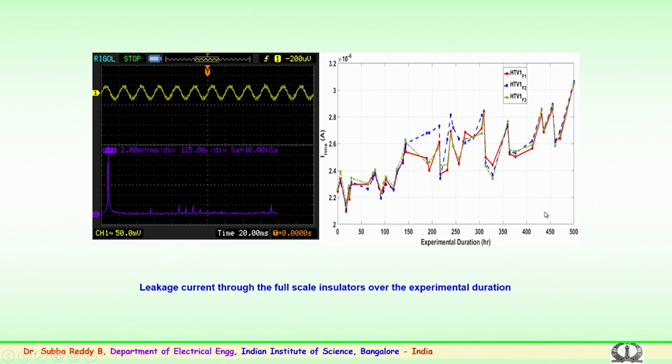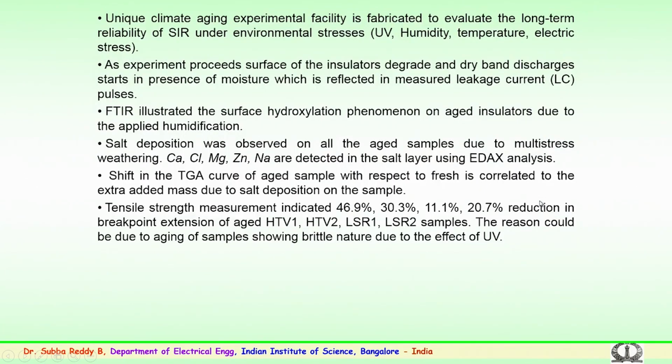It was seen that the performance of the rubber, particularly silicon rubber, the behavior for the surface changes and hydrophobicity changes are also monitored at regular intervals. So, for this, as mentioned, a unique climatic aging experimental facility is fabricated, particularly to evaluate the long term reliability of silicon rubber insulators under different environmental stresses, as mentioned, ultraviolet, humidity, temperature and electric stress in the present experimentation.